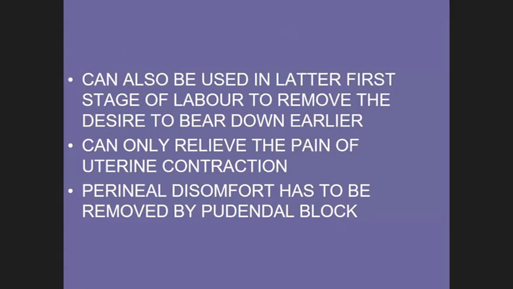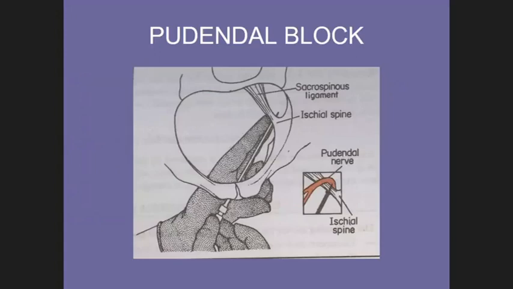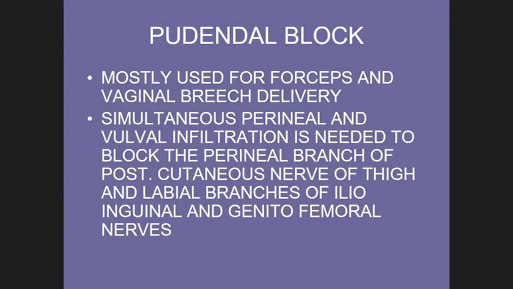Then, very important to know about the pudendal block. Again, there's a particular needle that is used. It's called the pudendal needle, and the pudendal block is most used for forceps and vaginal breech deliveries. Simultaneous perineal and vulval infiltration is needed to block the perineal branch of the posterior cutaneous nerve of the thigh.